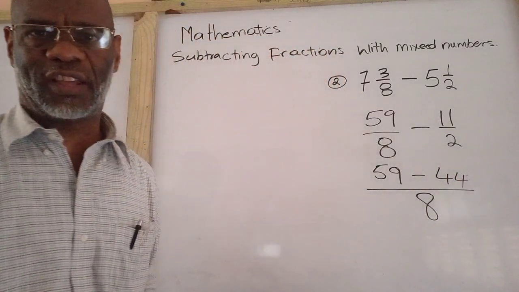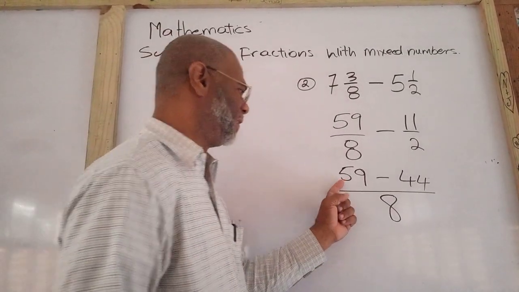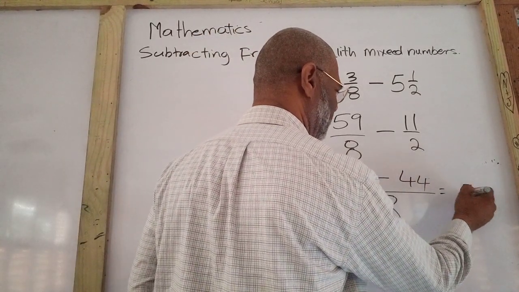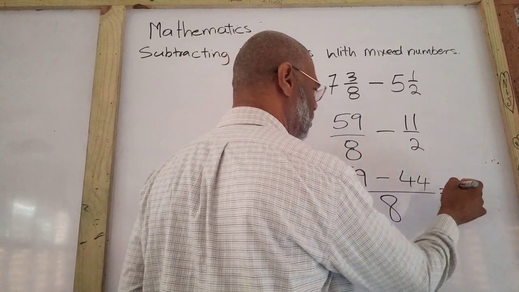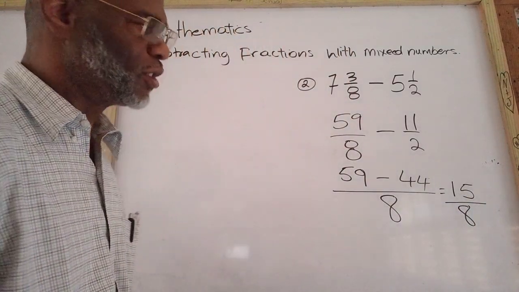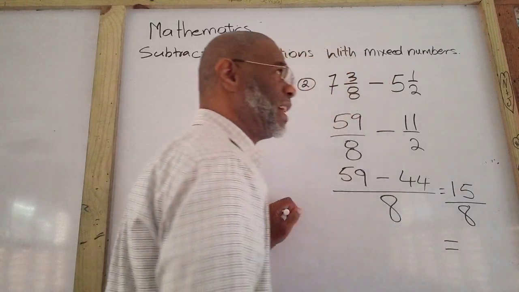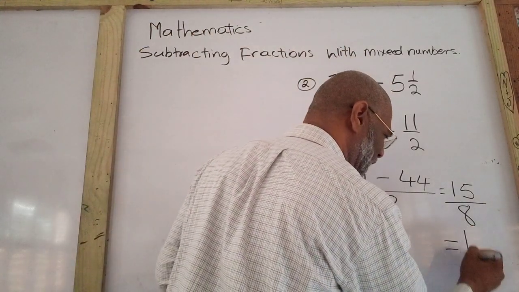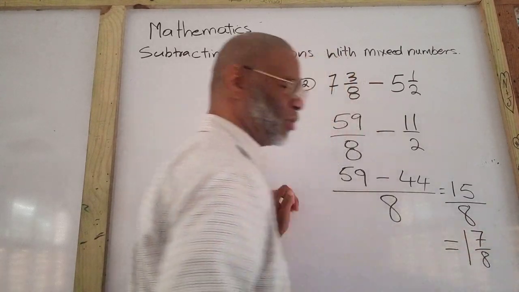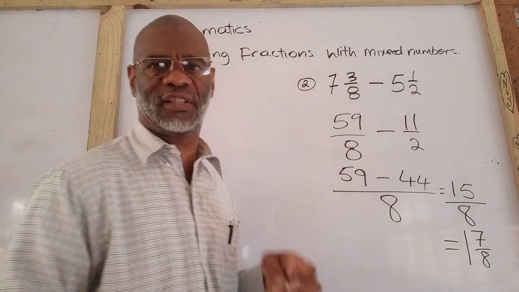Now we can go ahead and do our subtraction. So we say 59 minus 44. 4 from 9 is 5, and 4 from 5 is 1. So we have 15 over 8. If we simplify that, how many times can we get 8 from 15? 1 time, and remainder 7. So that's 7 over 8. So our answer will be 1 and 7/8 in the simplest or lowest form.